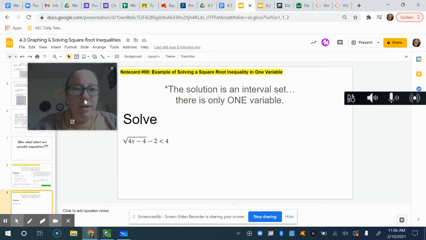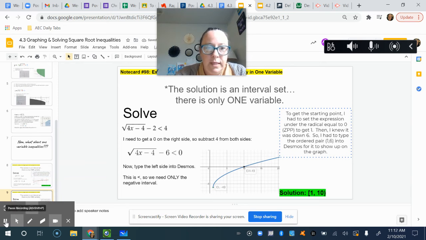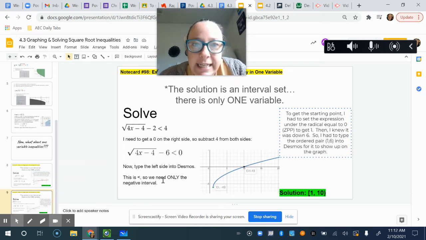All right, so now we're on to note card 98. Here's another example. I want you to get this with the 0 on the right side. I want you to type it the left side. Once you do that, I want you to type the left side into Desmos, get it all set up, and see if you can get the answer. Okay, so it's a less than, so we only need the negative interval. We do not include the x-intercepts.